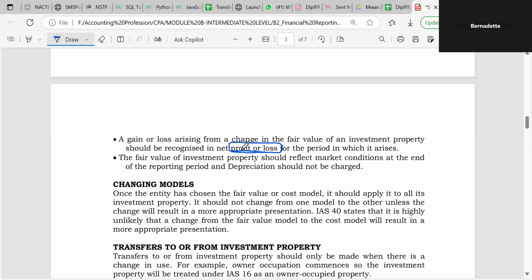And then the fair value of the investment property should reflect the market conditions at the end of the reporting period. This is just normal. Any fair value of anything you put must reflect the reality.